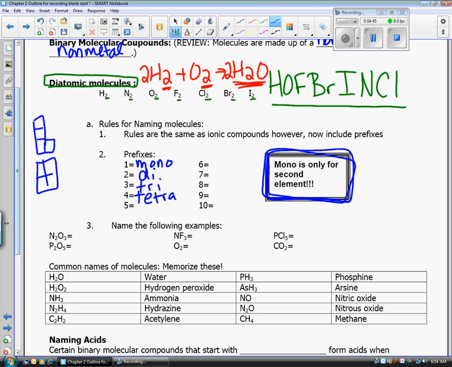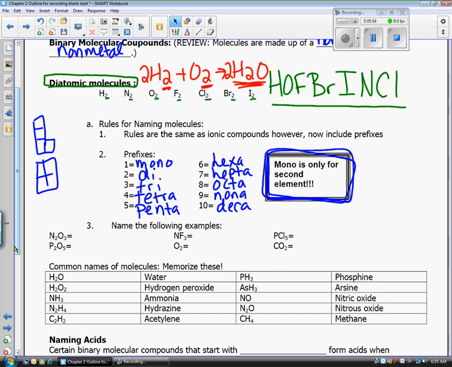Okay, every single one is 4 parts. That's how I remember tetra for 4. 5 is penta. 6 is hex, or hexa. Hepta for 7, octa is 8, nona is 9, and deca is 10. Okay, so those are our prefixes, and yeah, you got to memorize those.